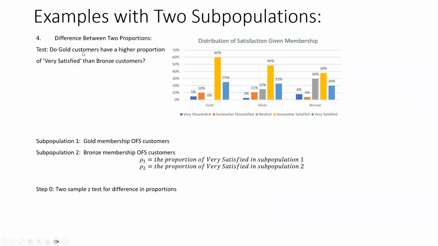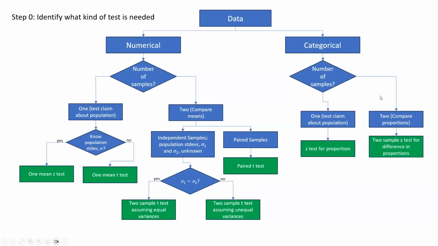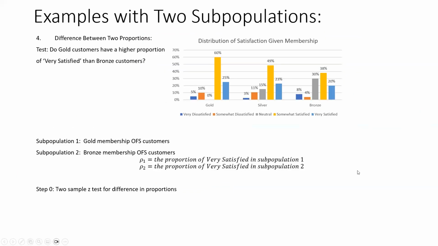Example 4 was the one where I was looking at the proportion of very satisfied in gold members versus the proportion of very satisfied in bronze members, and asking if they are higher in the gold. So going back, I already have the answer here, but hopefully you can see it on the flow chart. Categorical, number of samples 2, compare proportions. So this is going to be the two-sample z-test for difference of proportions. All right, so that was step 0.